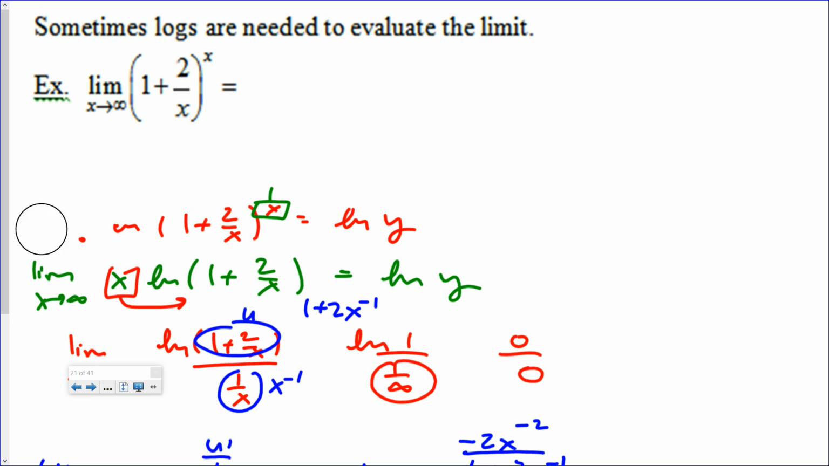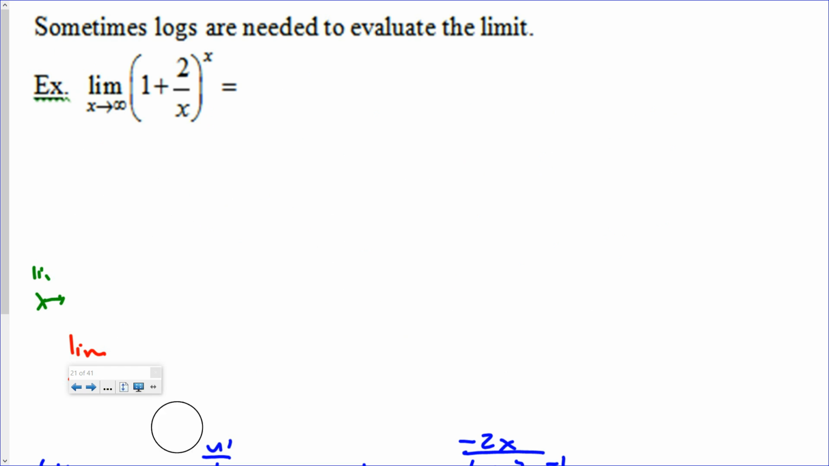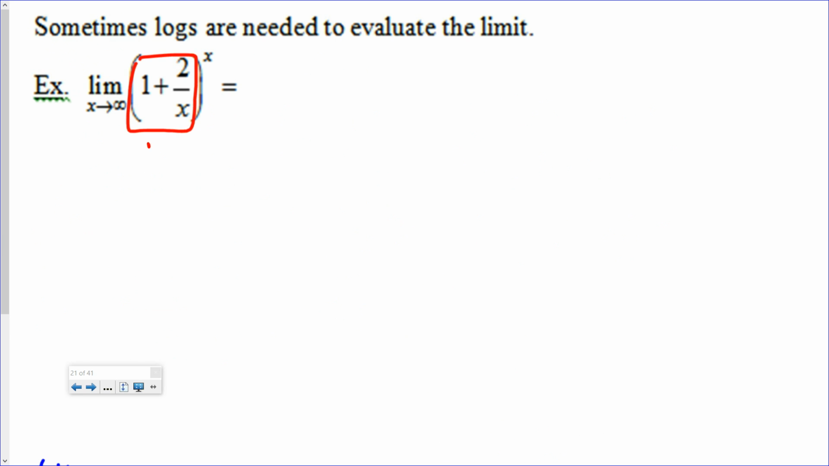Okay, so this problem is actually very difficult. Why is it difficult? It's because you have the limit of f of x, something with an x in it, raised to something with an x in it. So you have a base with an x, and you have a power with an x. If you ever have the limit of something with a base of an x and a power of an x, then you want to do this. This is what we're going to do today. You're going to just set that equal to y.